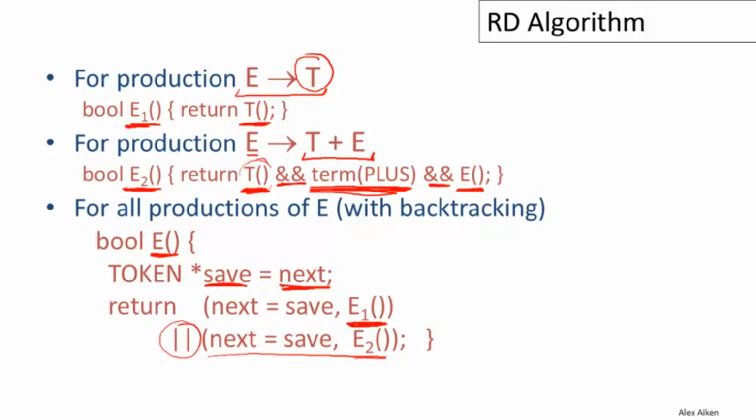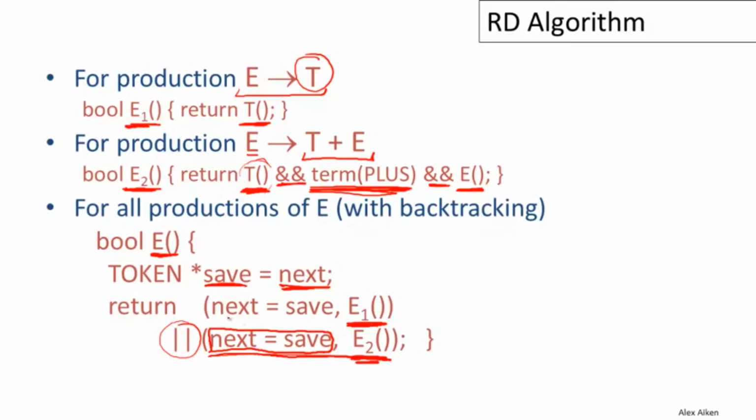Now let's consider what happens if E1 returns false. Well, if E1 returns false, then the only way this OR can be true is if the second component is true. And what's the first thing we do? The first thing we do is restore the next pointer, okay, before we try E2. And if E2 returns true, then the whole thing returns true, and the E function succeeds. If the E function fails, well, then we're out of alternatives for E, and the failure is going to be returned to the next higher level production in our derivation, and it will have to backtrack and try another alternative.